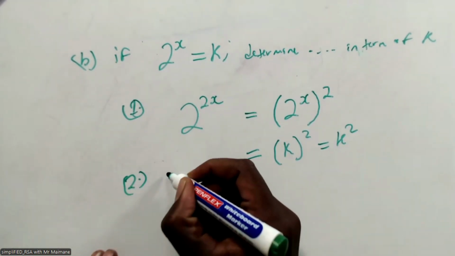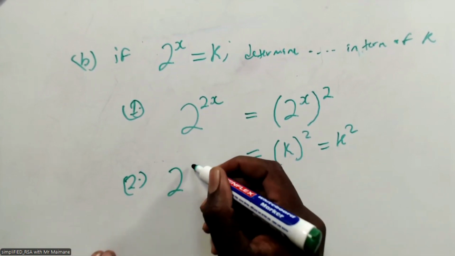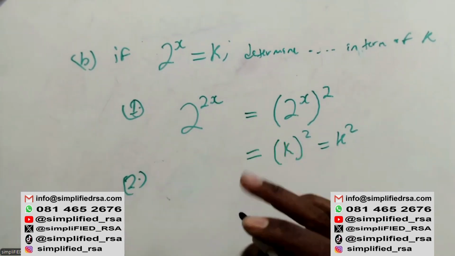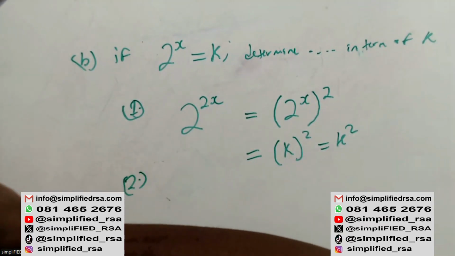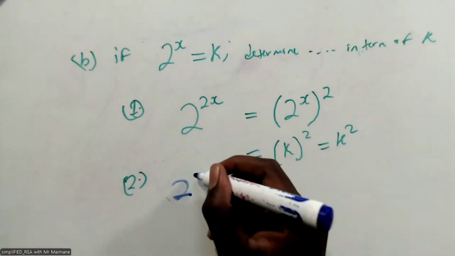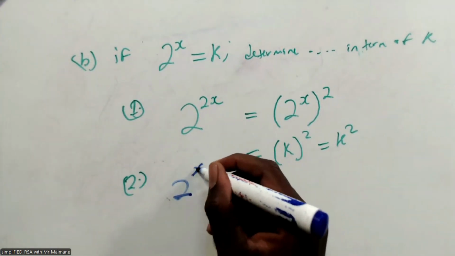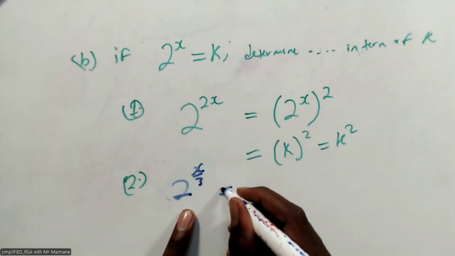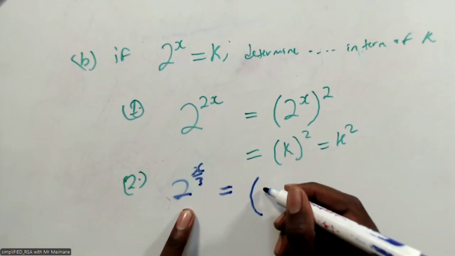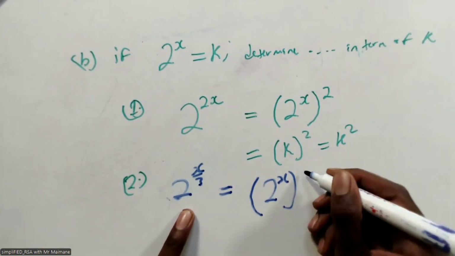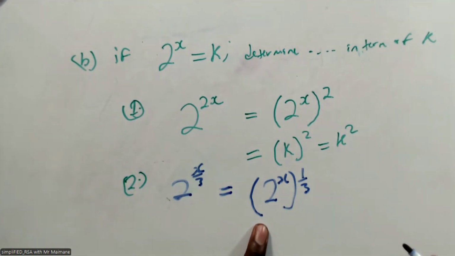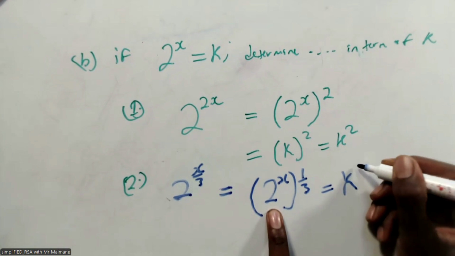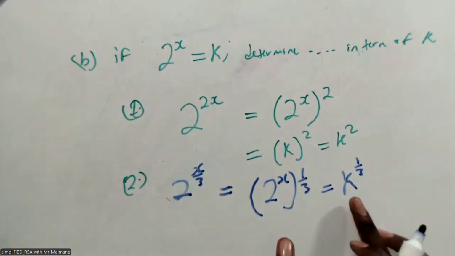Number 2, look at this. I have 2x over 3. Let me just write it below here now, with a different color, maybe. 2x over 3, right? I can write 2x over 3 as 2 to the x, to the exponent 1 over 3. And this is k. So this means k to the exponent 1 over 3.